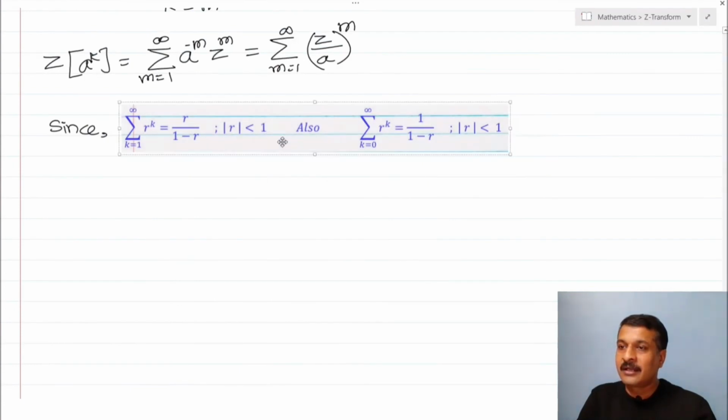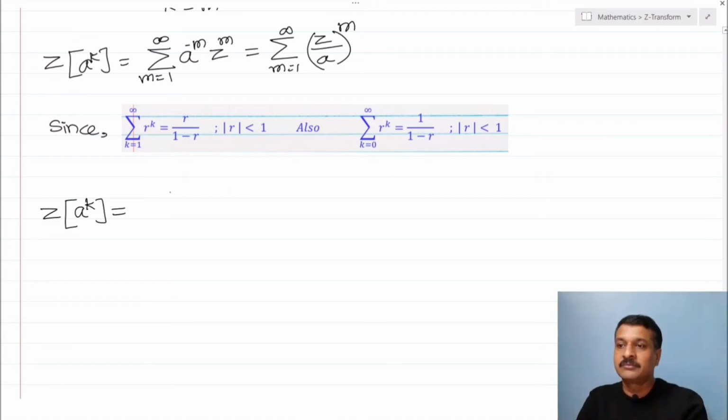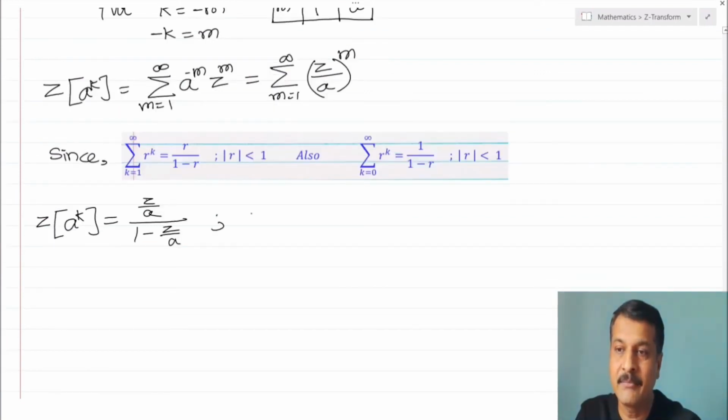Since again the same formula, that is summation R raised to K, K varies from 1 to infinity, and K varies from 0 to infinity. So here it is 1 to infinity, so it is R upon 1 minus R, and that is why I am getting Z transform of A raised to K equal to R. R is what? Here Z by A upon 1 minus R means 1 minus Z by A, where R means mod of Z by A is less than 1.